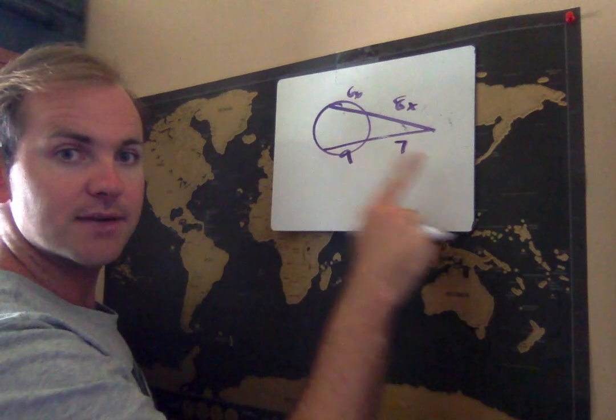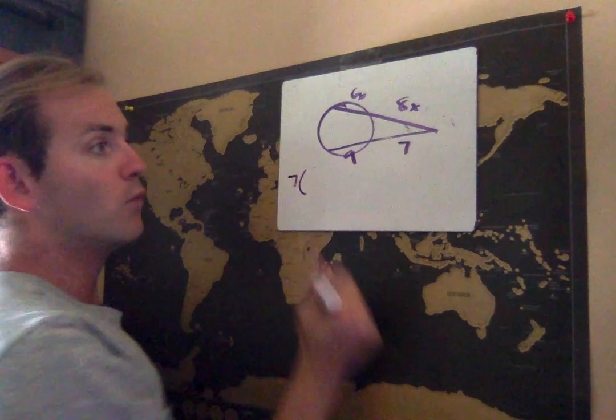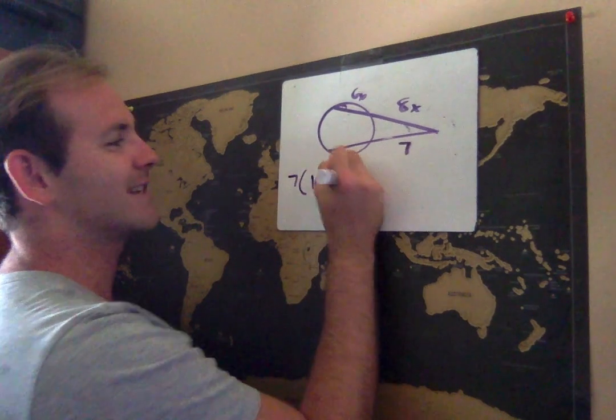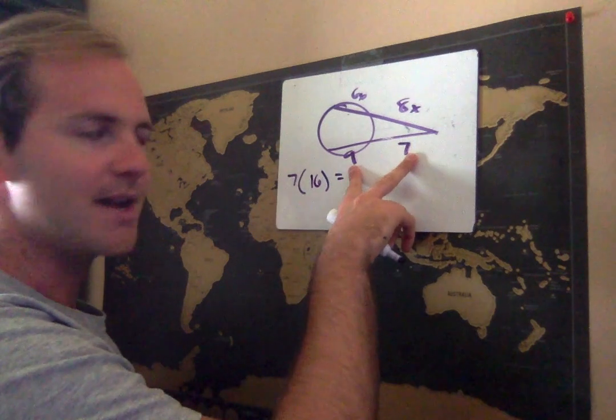Let's look at the secant down here. The secant down here, the exterior is 7. What's the whole thing? Well, 7 plus 9. So I'm going to write that as 16. Again, where did I get the 16 from? The whole thing is 7 plus 9.